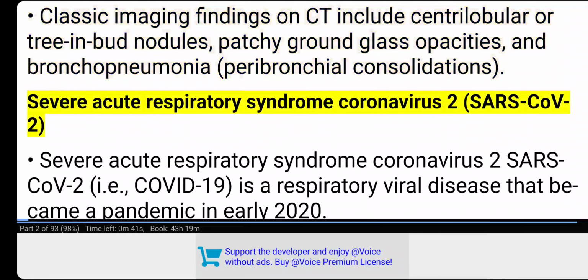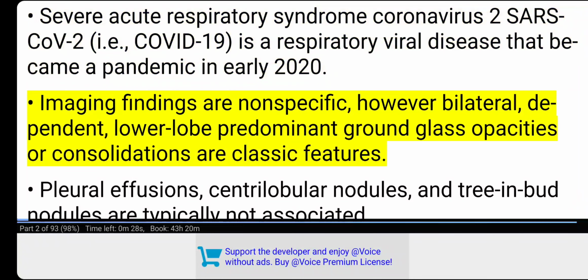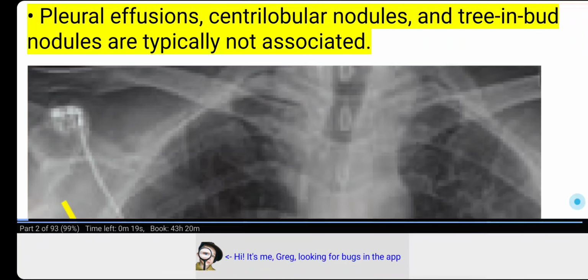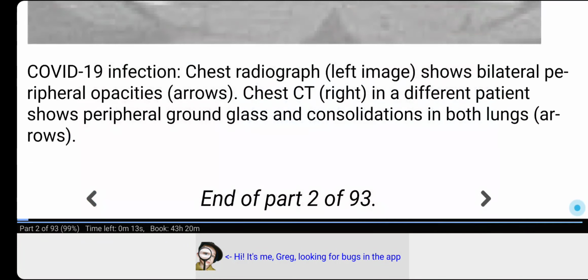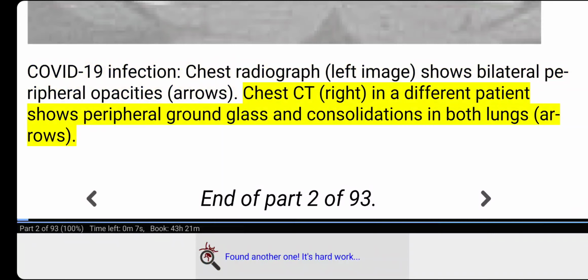Severe acute respiratory syndrome coronavirus 2, SARS-CoV-2, i.e., COVID-19, is a respiratory viral disease that became a pandemic in early 2020. Imaging findings are nonspecific, however bilateral, dependent, lower lobe predominant ground glass opacities or consolidations are classic features. Pleural effusions, centrilobular nodules, and tree and bud nodules are typically not associated. COVID-19 infection. Chest radiograph, left image, shows bilateral peripheral opacities, arrows. Chest CT, right, in a different patient shows peripheral ground glass and consolidations in both lungs, arrows.